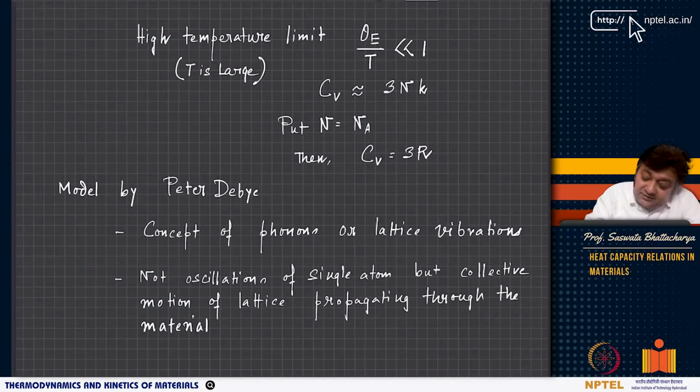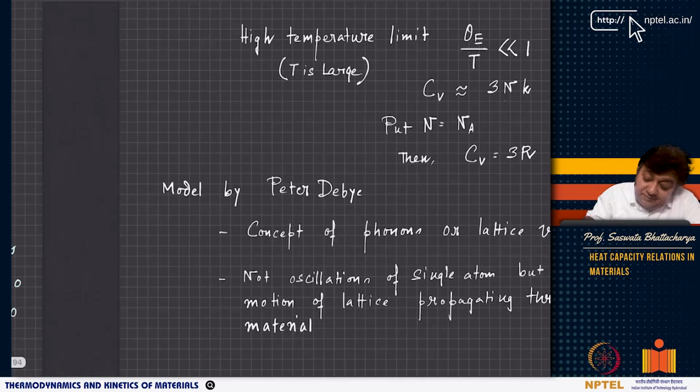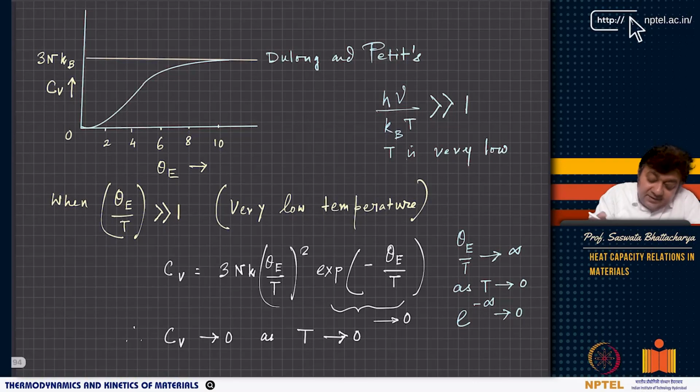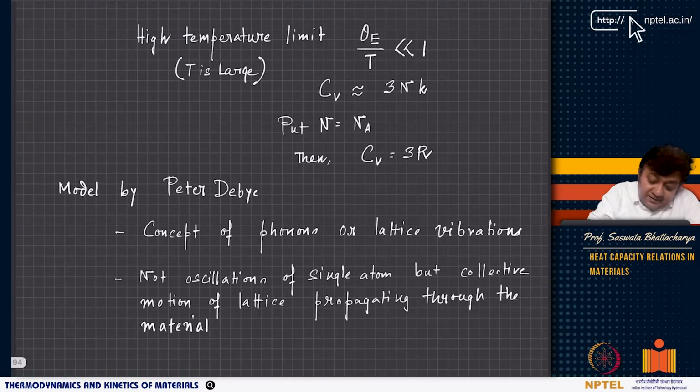You can easily see that, or 3 nk where n is say Avogadro number. If I take n as Na, then Cv is nothing but 3R, which is Dulong-Petit's law. So, you recover Dulong and Petit as you go to high temperature. You recover Cv tends to 0 as T tends to 0 as you go to low temperature for solids. This is Einstein.